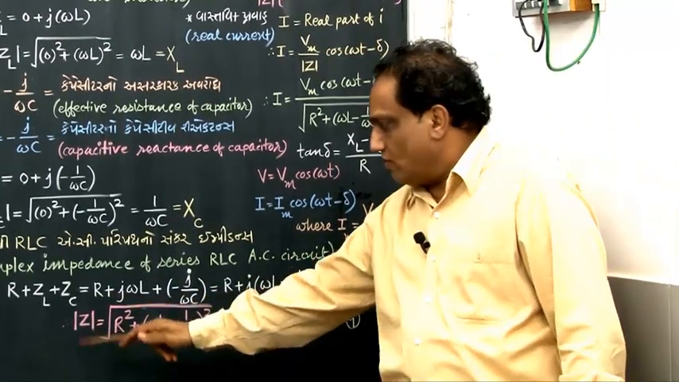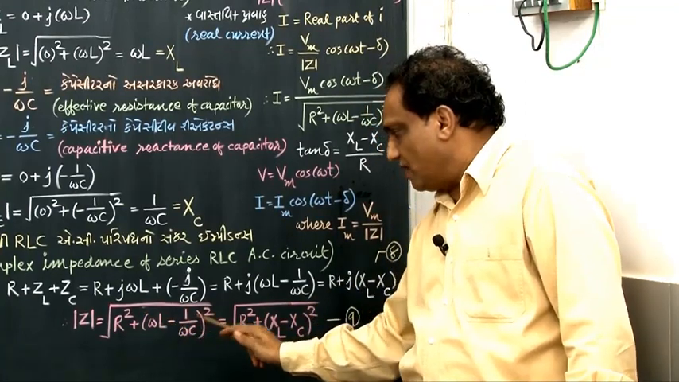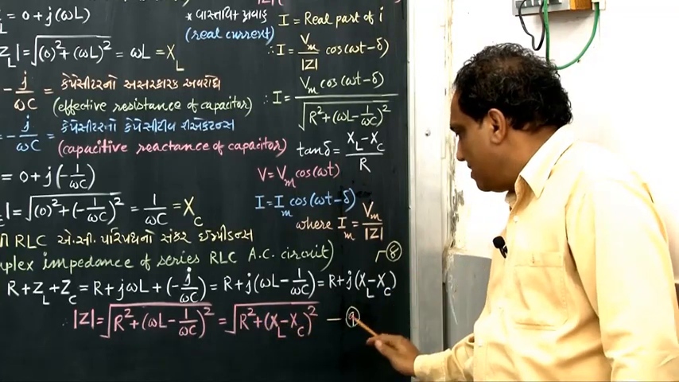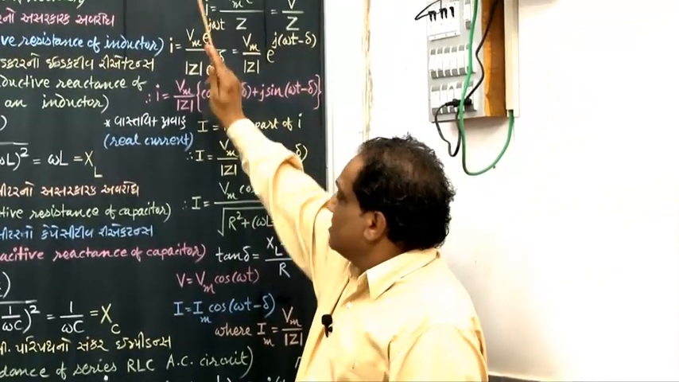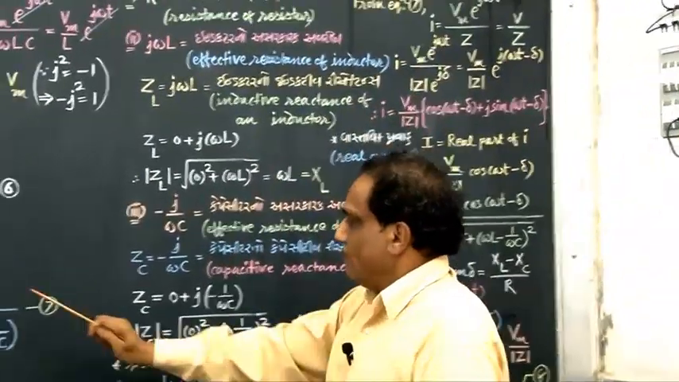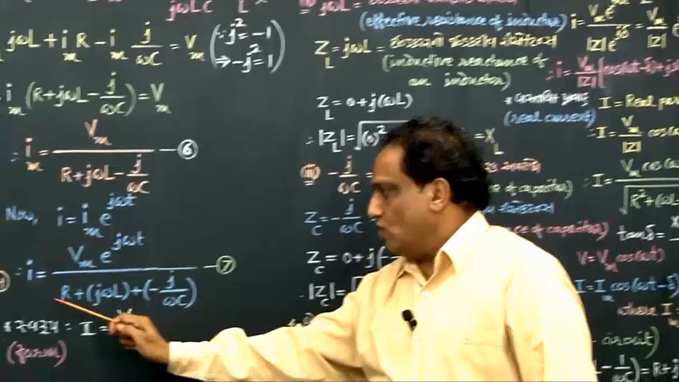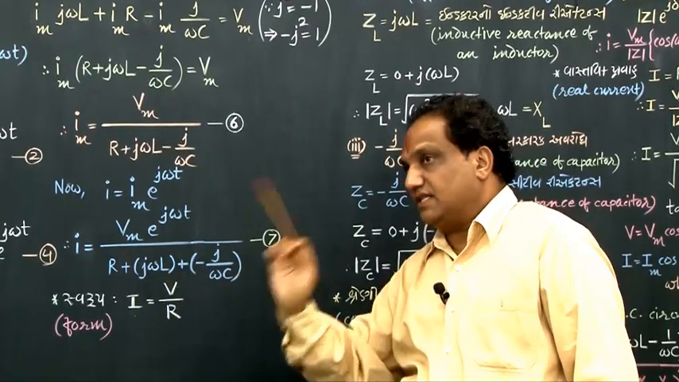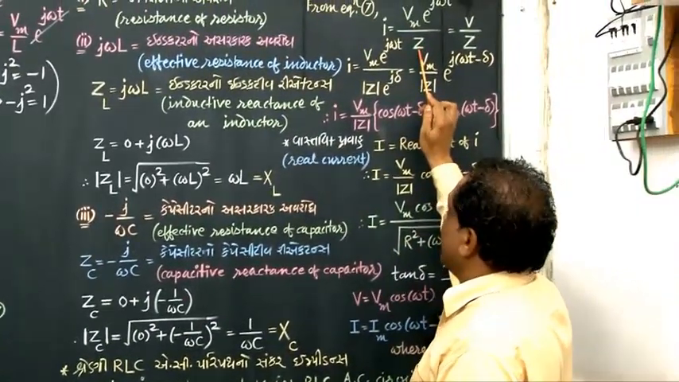So there are two formulas for the magnitude of complex impedance: under root of R square plus omega L minus 1 upon omega C whole square, or under root of R square plus XL minus XC whole square. Give it equation number 9. Okay, fine. Now tell me, from equation 7, this I as it is, Vm into e raised to j omega t as it is, but in place of this whole addition, I am just putting the complex impedance of the series RLC AC circuit, that is capital Z. So in place of this whole denominator, I am placing capital Z.